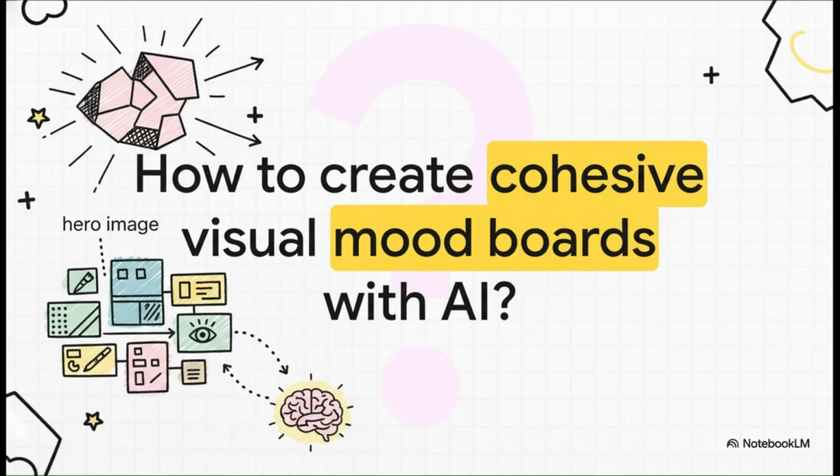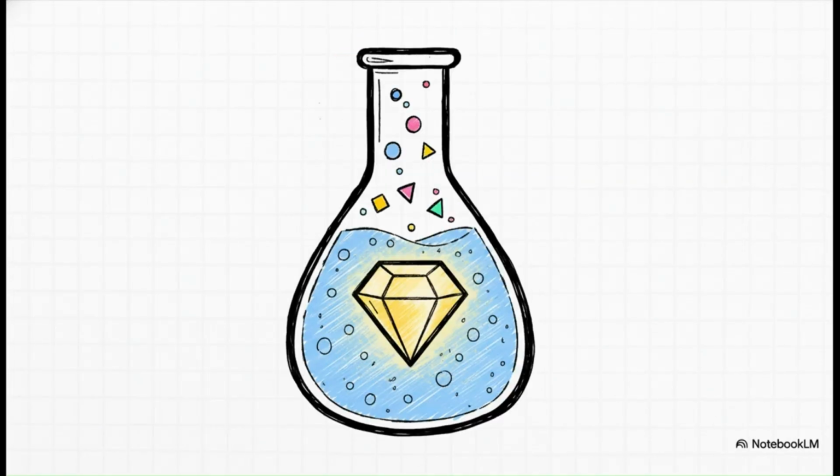So you've nailed that hero image. Awesome. But what about the rest of the visual identity? How do you build out a complete, cohesive mood board where everything just feels right together without spending days just hunting for images? For this, there's a little hidden gem from Google Labs called Mixboard.